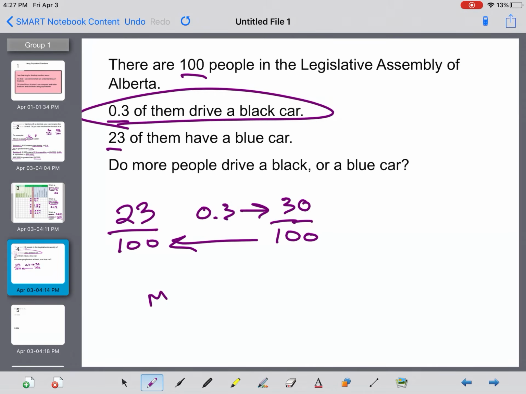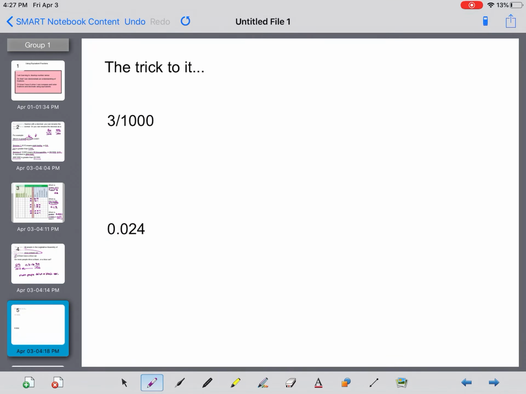So, more people drive a black car, period. Awesome. Okay, and then really quick, a little trick to it.